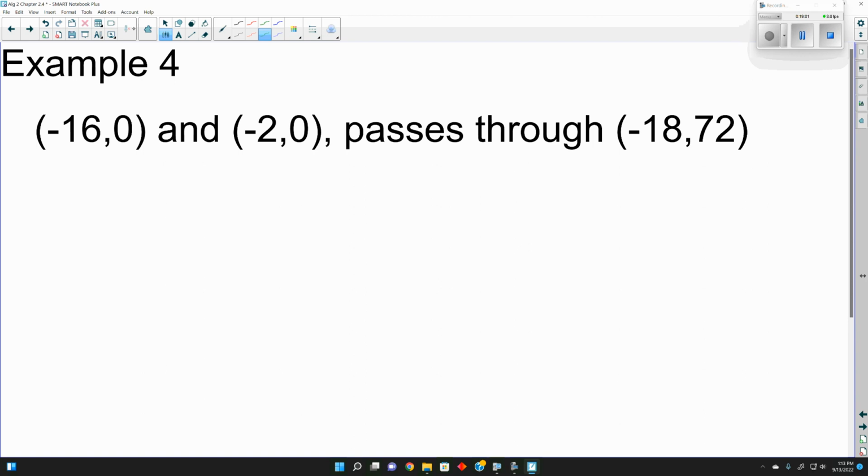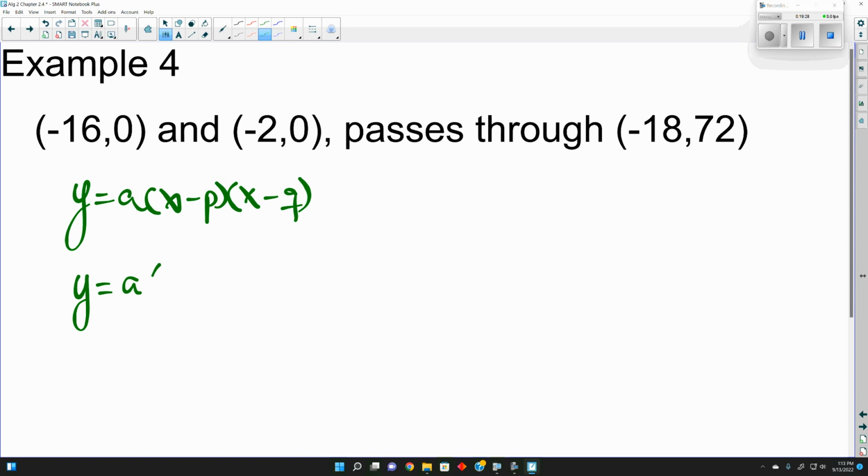So we're using y equals a times x minus p times x minus q. Well, we're going to be using a, p, and q, yes? But I feel like at this point, especially with plugging this in, y'all know where this is going to go, yes? Because what's the values of p and q? Negative 16 and negative 2. So really we have y is equal to a times x minus negative 16 times x minus negative 2, yes? Well, the negative and negative do make a positive.